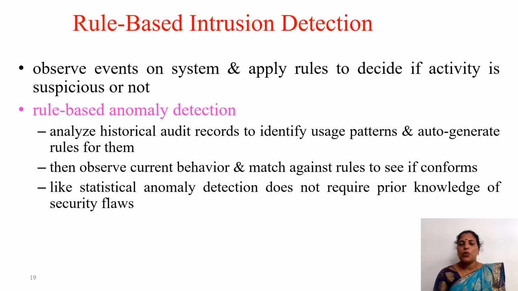In the rule-based intrusion detection, we are observing the events on the system and applying rules to decide if activity is suspicious or not. We already discussed that. Based on the data, we are extracting the rules, and for any new record, we are predicting based on the rules. The steps involved in rule-based anomaly detection involve analyzing the historical audit records to identify usage patterns and auto-generate rules for them. So based on the existing data and the attack patterns, we are generating the rules, and based on the rules only, we are predicting.